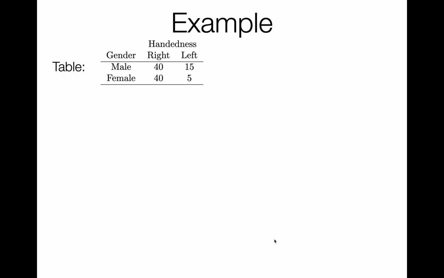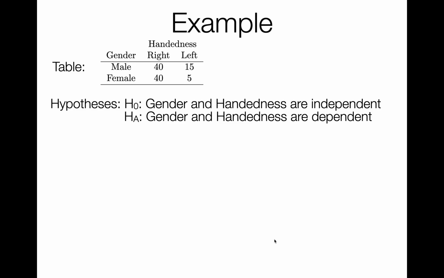All right, so let's do an example. I have a similar table. I've now just collected more data than my example before. So before I had 8, 3, 8, and 1. Now I have 40, 15, 40, and 5. And I ask, are gender and handedness associated? That's what I'm interested in. The null hypothesis is that they are independent or not associated, and the alternative hypothesis is that they are associated or dependent in some way.